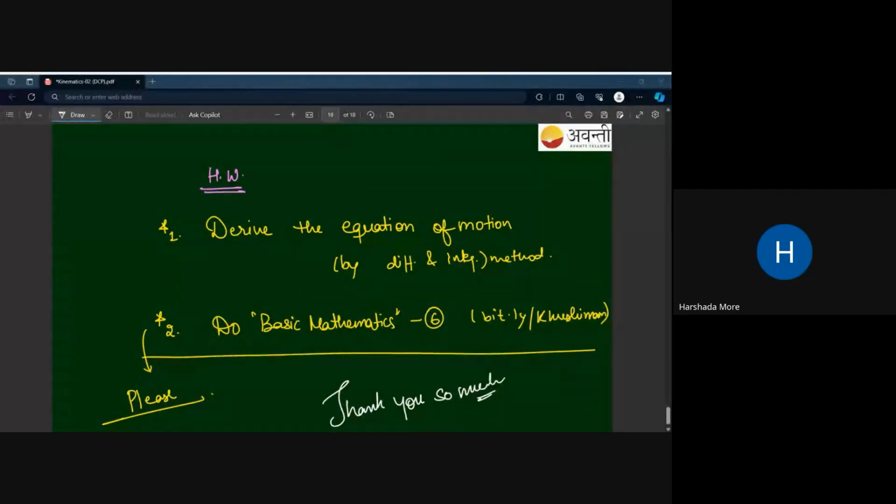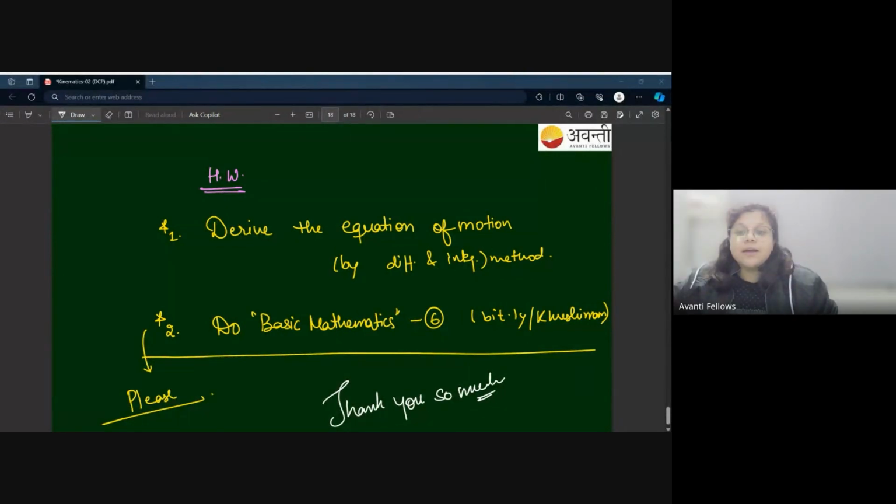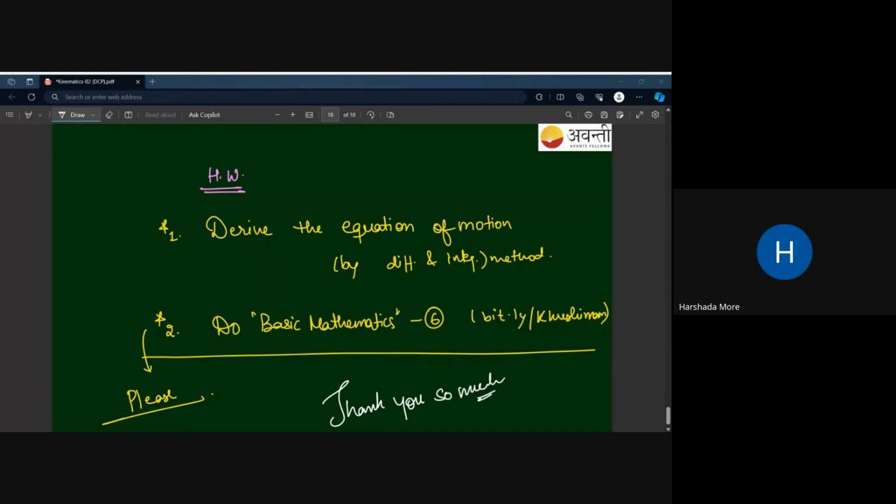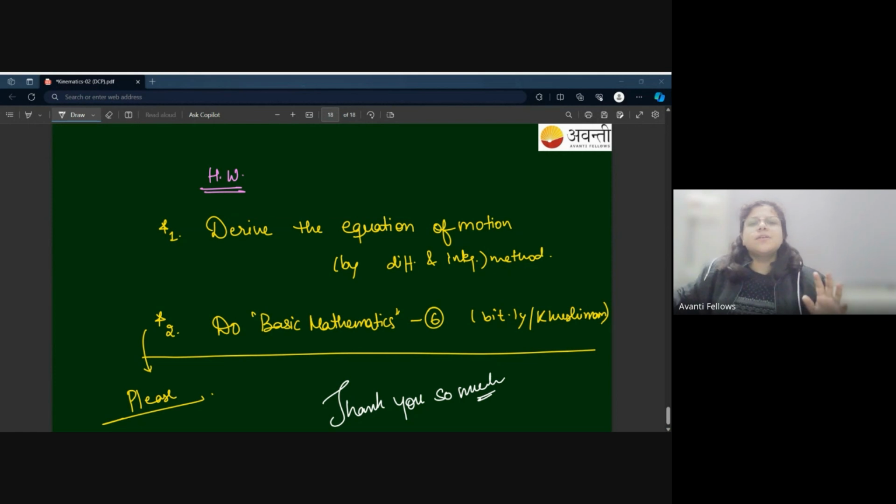Ma'am, by both the methods, we have to derive the equation? Can you please come again? By differentiation method and integration method also we have to derive the equation? That is something which you just do for your concept clearance. Otherwise, that is not required because the kind of exam we are going to take is MCQ based. Nobody is going to ask you to derive the equations. I'm just asking you to solve it so that you get the basic idea of differentiation and integration. That's it. That's the point.